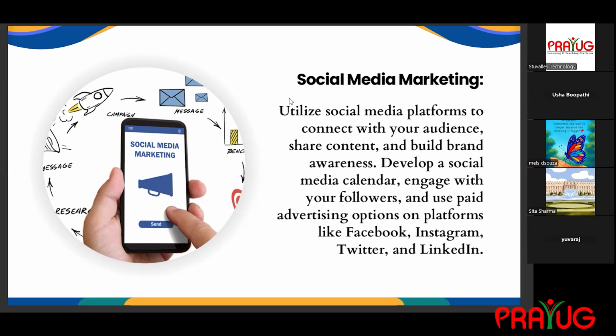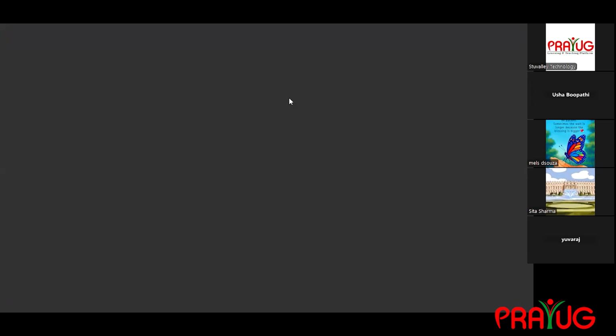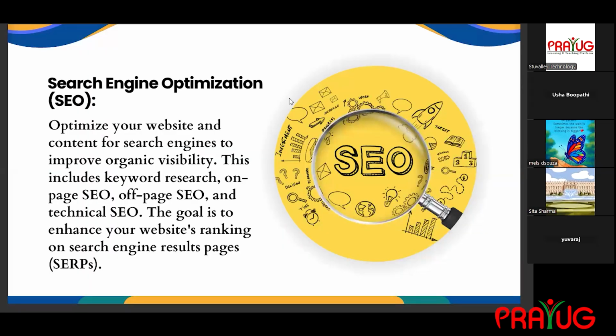or through search engines, right? Then, search engine optimization. What is search engine optimization? It is optimizing your website and content for search engines to improve your organic visibility, right? So if I'm searching for information about digital marketing services, and I really want to enroll in that, I'll search the term or keyword on Google.